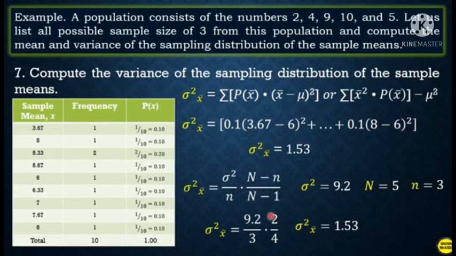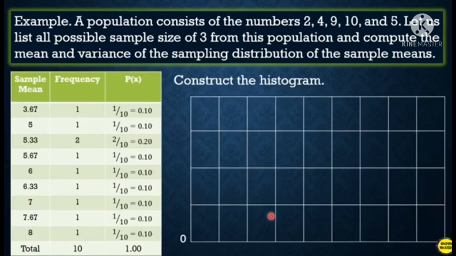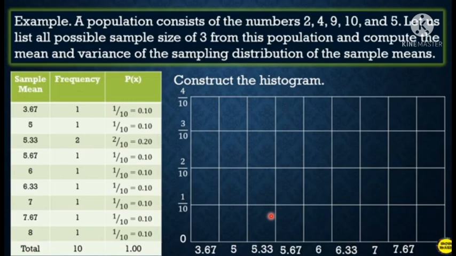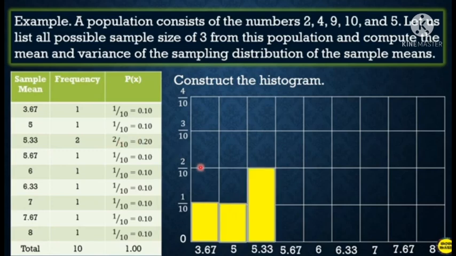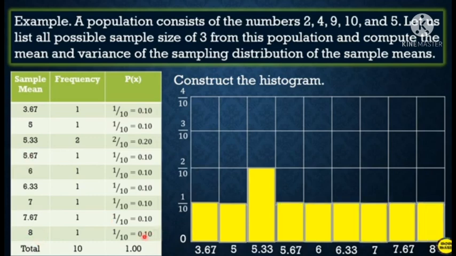Okay, so, and the last step is to construct the histogram. So, pag kinonstruct yung histogram, dito ilagay natin yung probability natin at dito sa baba yung sample mean natin. So, itatapat lang natin kung hanggang saan. Yung 3.67 natin hanggang kay 1 over 10 lang. So, hanggang dyan lang. Si 5 kay 1 over 10 lang din. Si 5.33 hanggang kay 2 over 10. Si 5.67 hanggang kay 1 over 10 lang. So, ganito lang ang pag-construct ng histogram.